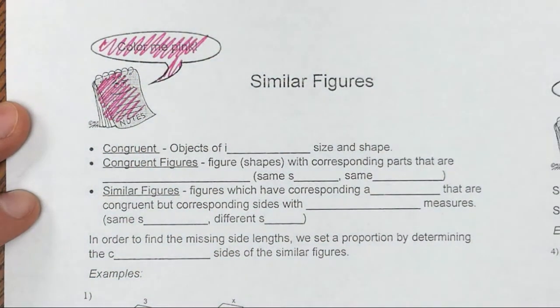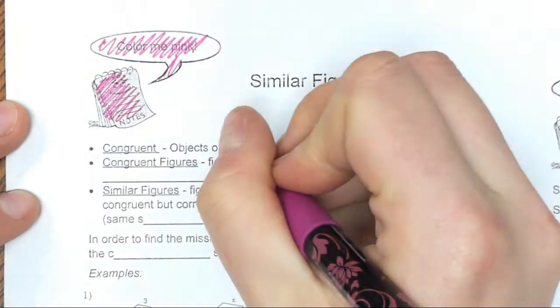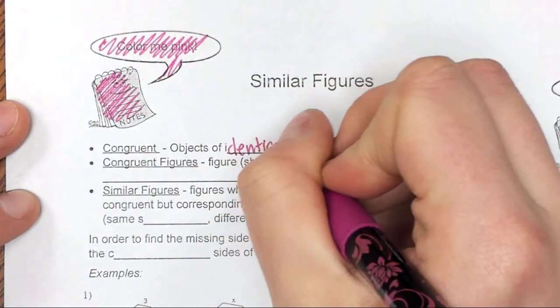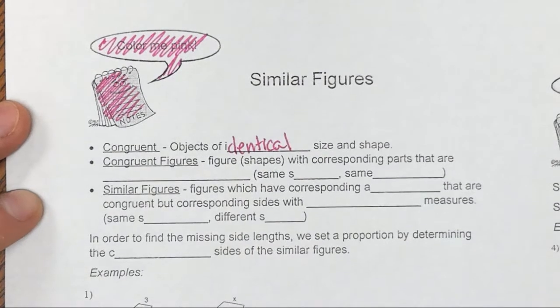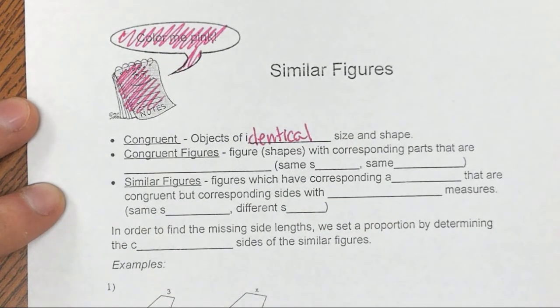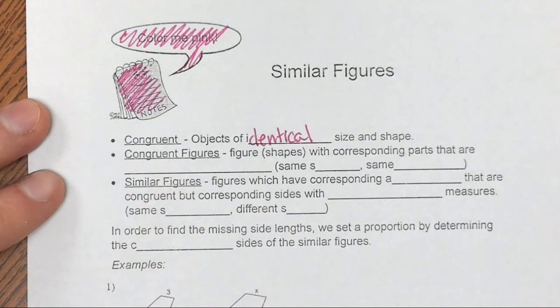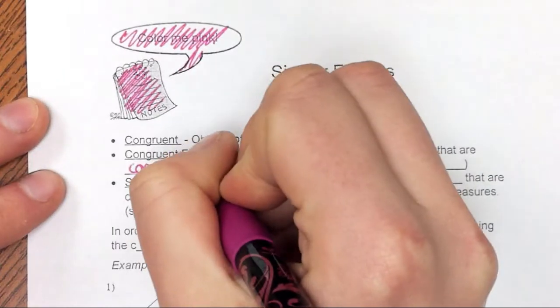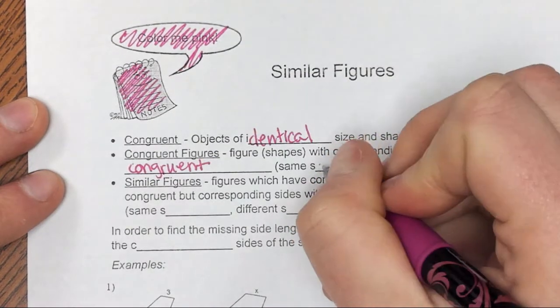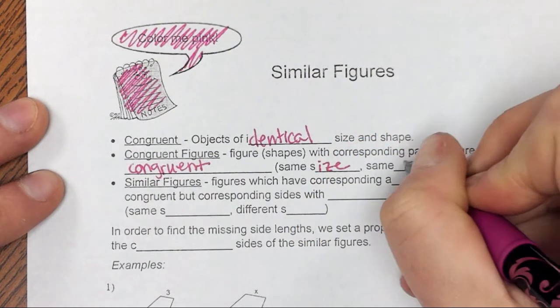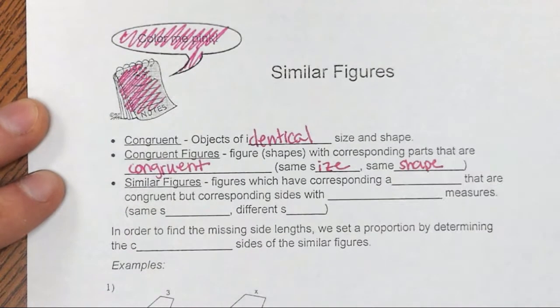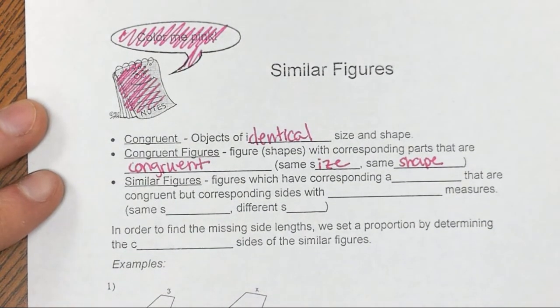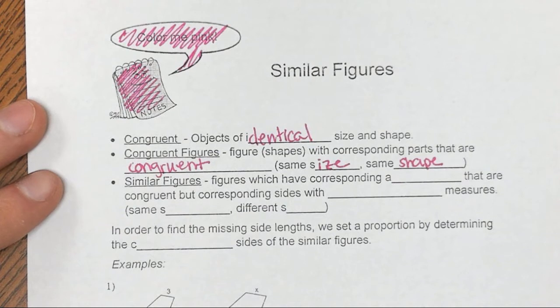So congruent objects. These are objects that are of identical size and shape. That means they are the exact same size and they are the exact same shape. Congruent figures are figures or shapes with corresponding parts that are congruent. Okay, and that again means they are the same size and the same shape. So corresponding means the longest side of the shape is identical to the longest side of the second shape.